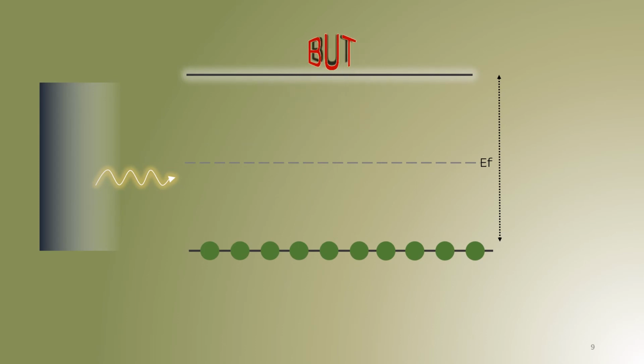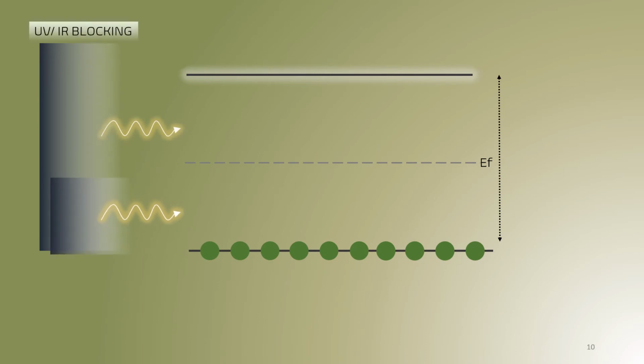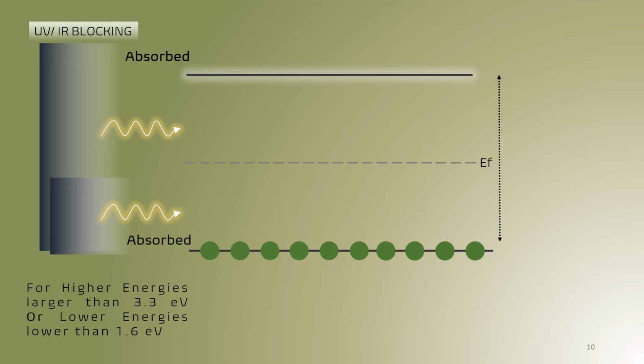Now, what happens to higher or lower energies than the visible light energy? For very high and very low energies, the light will be absorbed by the material without transmission. So it can be used for protection from the harmful ultraviolet and infrared radiations.